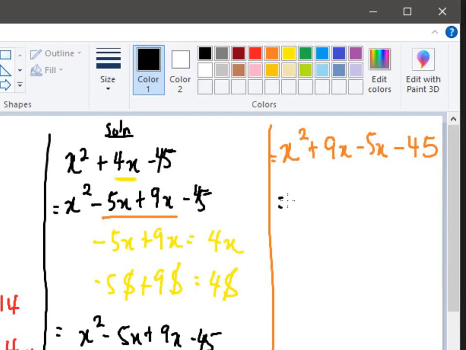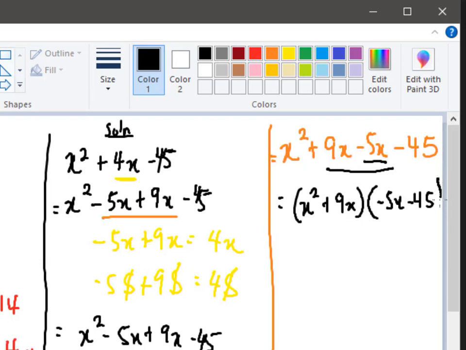So again, after we have come out with these, because this expression here will still give us a positive 4x, let's keep it in bracket. We get our x squared plus 9x. Now, this negative sign is attached to the 5x. So if you want to get something like this, that okay, negative 5x minus 45, you do something like this.